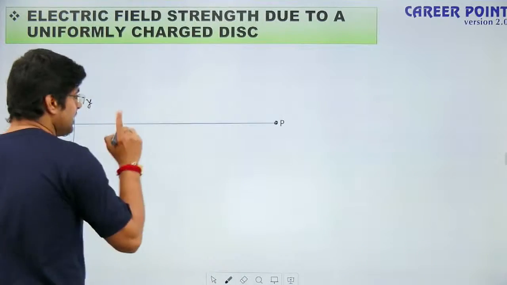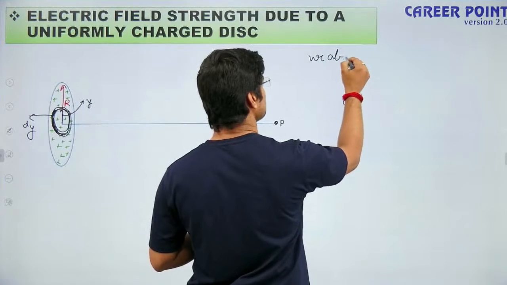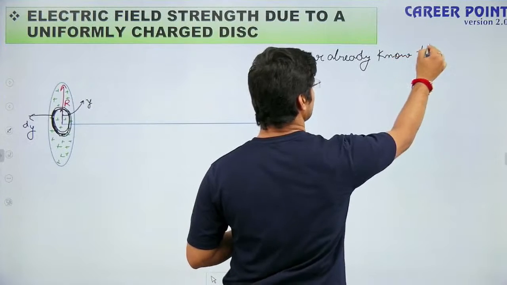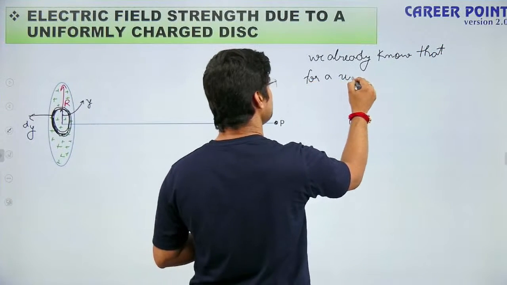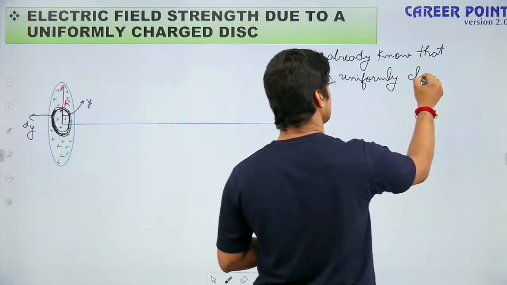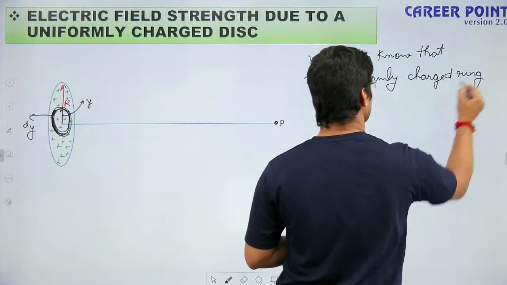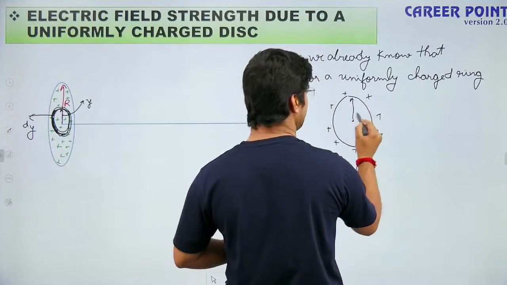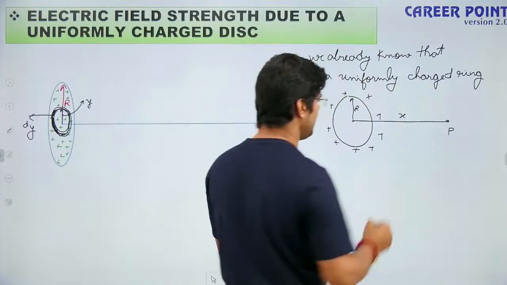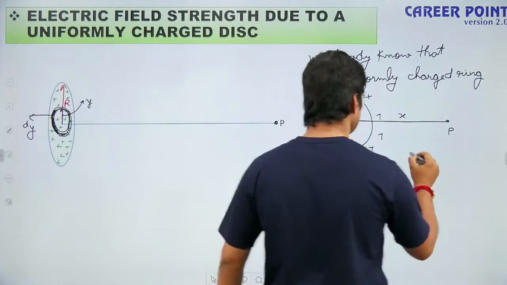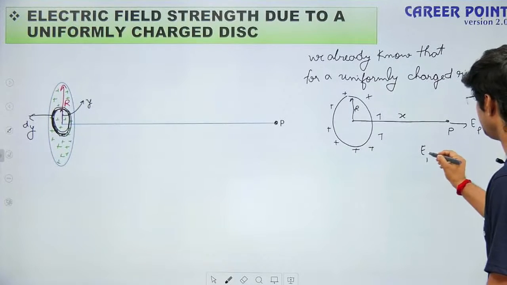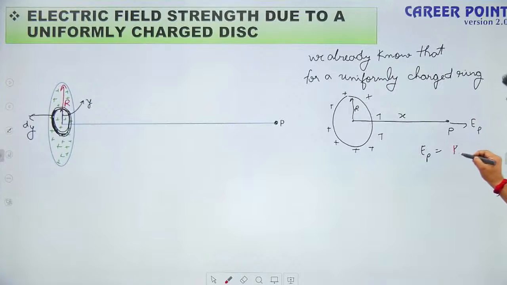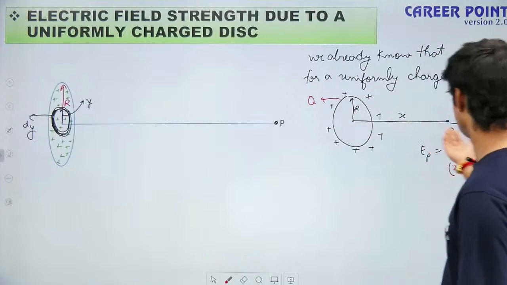One formula we already know: for a uniformly charged ring, if I have to find electric field at point P, which is at a distance x from the center of the ring, then the formula which we have derived is, electric field EP is given by KQx divided by (x square plus r square) raised to power 3 by 2, if the charge is capital Q. So due to a ring, this is the formula which we already know.